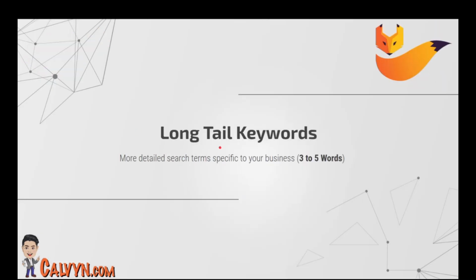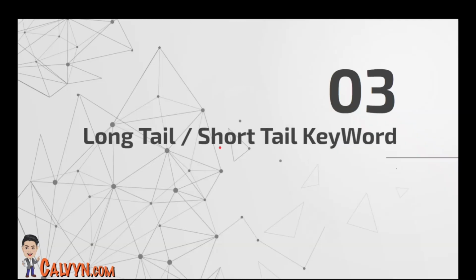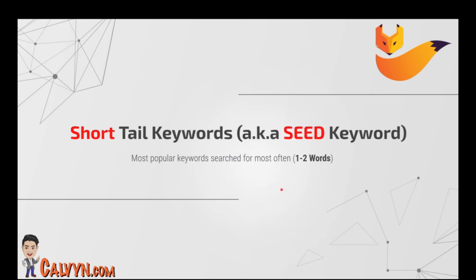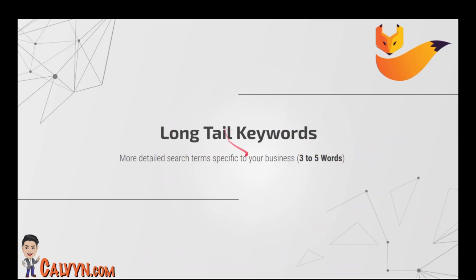So let me repeat again. This is module number 3, when we're talking about long tail versus short tail. So what are the differences? Short tail is usually 1 to 2 words. We also call it the seed keyword. Long tail is between 3 to 5 words. We call it the long tail keyword.